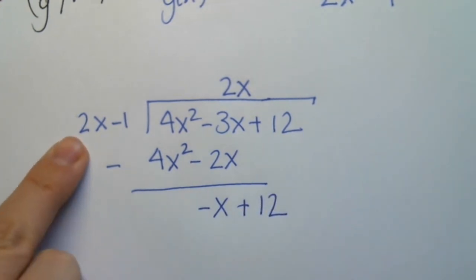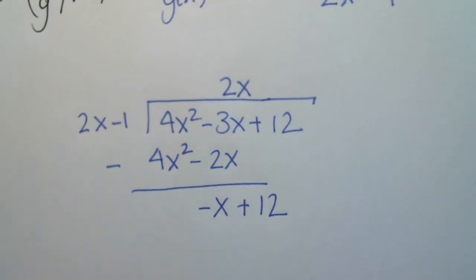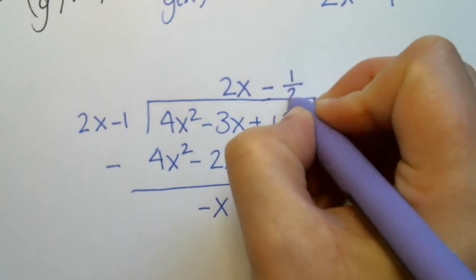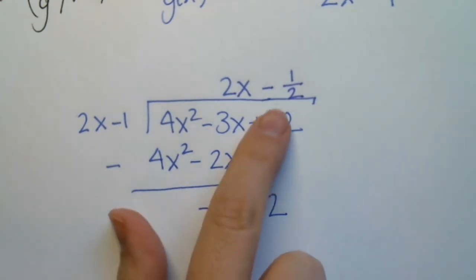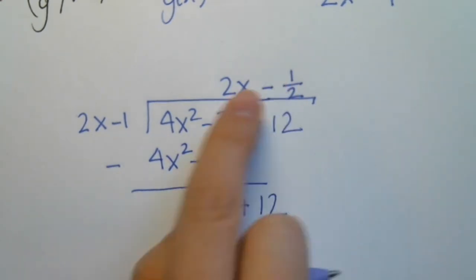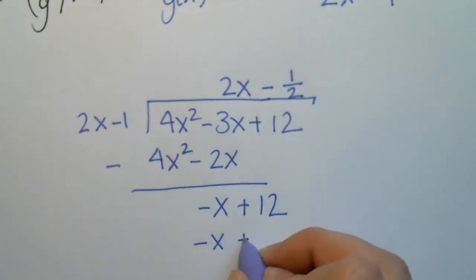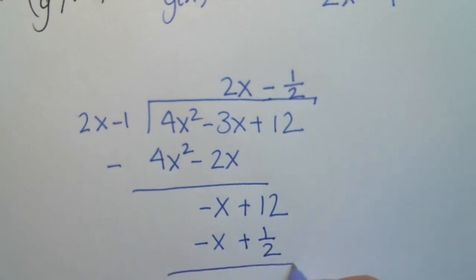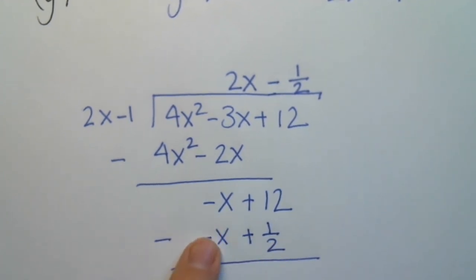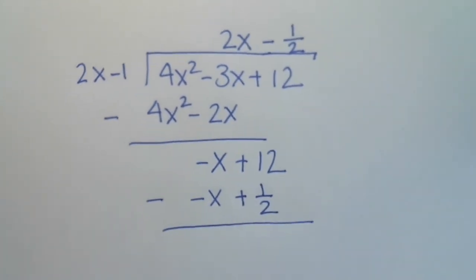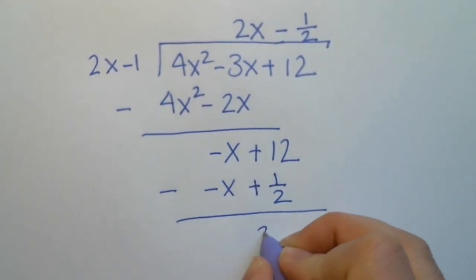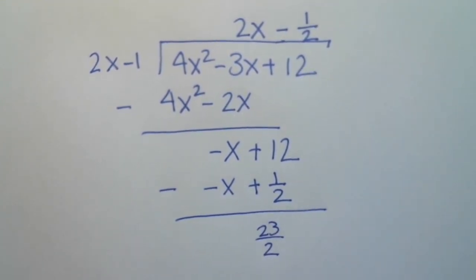Okay, now what can I multiply 2x by to get negative x? Well, I'm going to need a negative sign. Okay, and if I have 2 and I want it to be 1, I'm going to need 1/2. Okay, now negative 1/2 times 2x is negative x. Negative 1/2 times negative 1 is positive 1/2. Okay, and then I'm going to subtract them. So I have negative x minus negative x, which is 0, and I have 12 minus 1/2, which is going to be 11.5, or 23 halves.